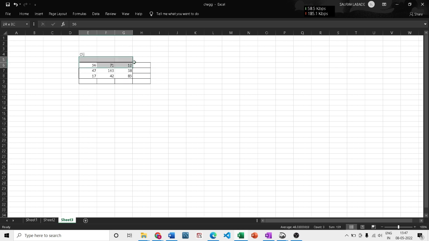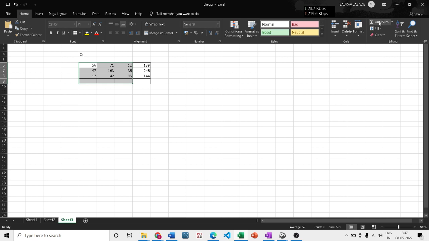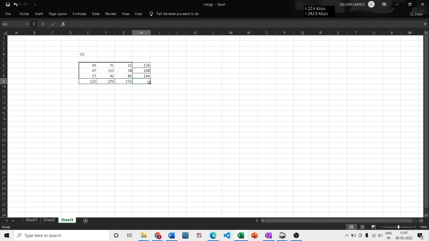So firstly, just find out the total of the rows and columns. So I am finding the total here. I am just using this. So here are the totals, right? Again the total of this. Okay, so it is covered.